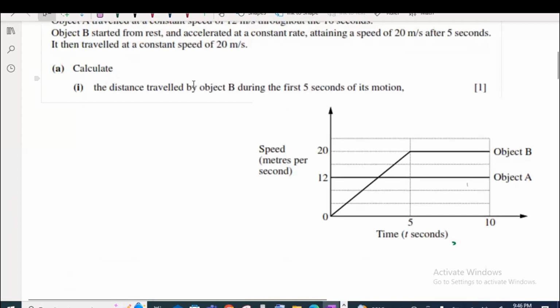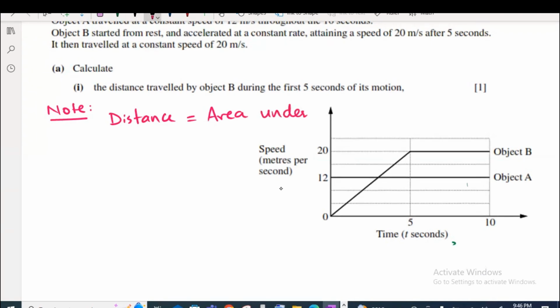In part one, you have to calculate the distance traveled by object B during the first 5 seconds of its motion. Recall the concept: in a speed-time graph, distance is the area under the graph. So we have to find the distance during the first 5 seconds for object B. This is the line for object B, and the area under the graph is the area of a triangle.